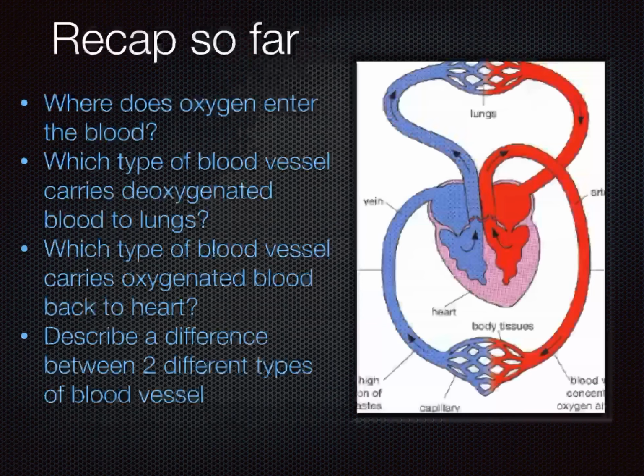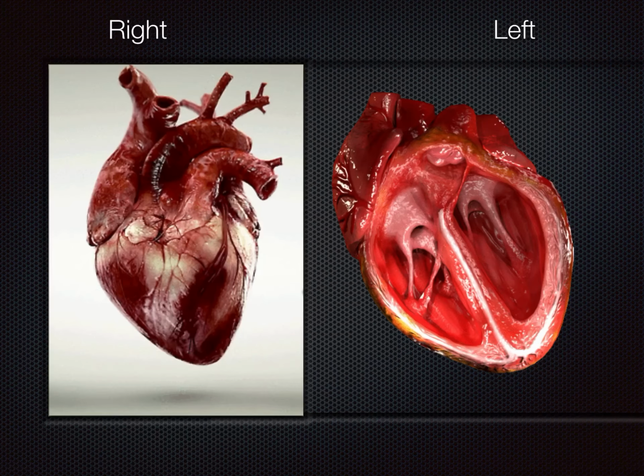Describe a difference between 2 different types of blood vessel. So you could say the artery has thicker walls than the vein. You could say that a vein has valves, but an artery does not. Okay, so this is what a heart actually looks like on the left.